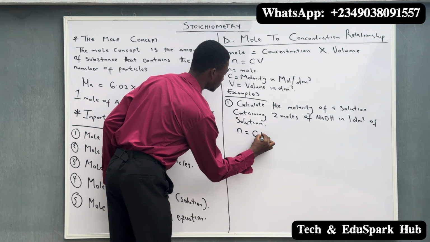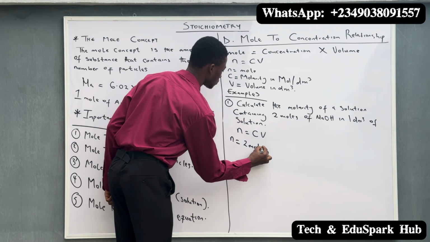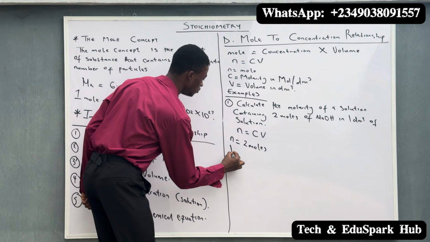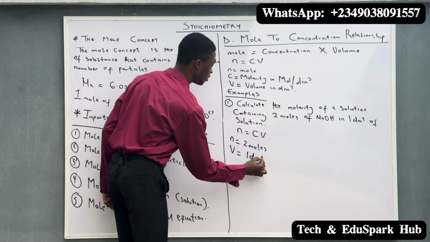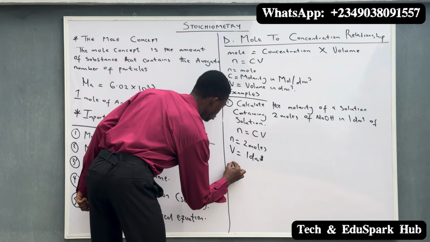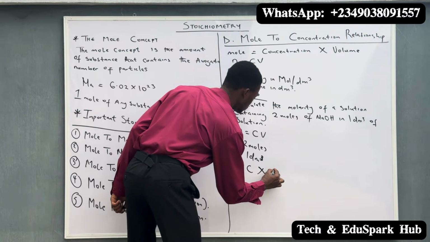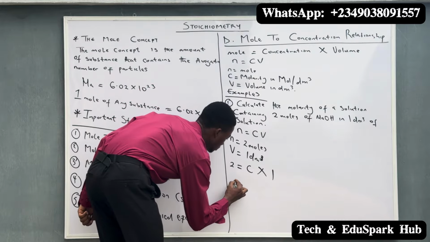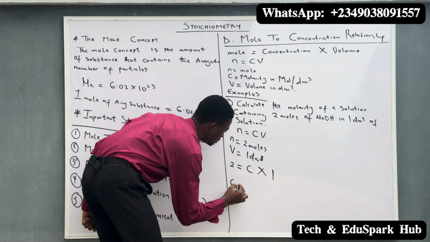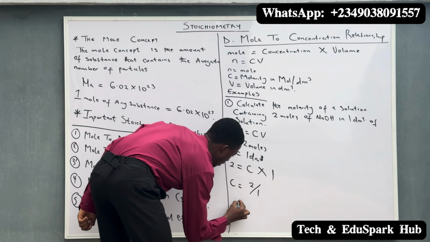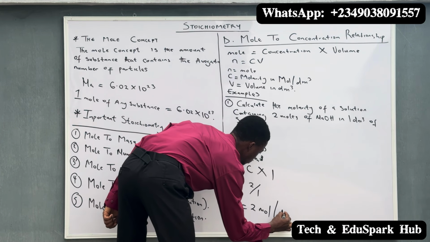So remember that our formula is what? N equals to CV, and we have been given our N, which is the number of moles, to be equal to 2 moles. And also we have been given our volume, which is equal to 1 dm cube. So putting all this in our formula, we have the 2 moles to be equal to C, which is the molarity, multiplied by what? The volume, which is 1. So we have C to be equal to, when you divide this by 1, so you take C to be subject of the formula. So C is equal to 2 divided by 1. So our molarity will be equal to what? 2 mole per dm cube.